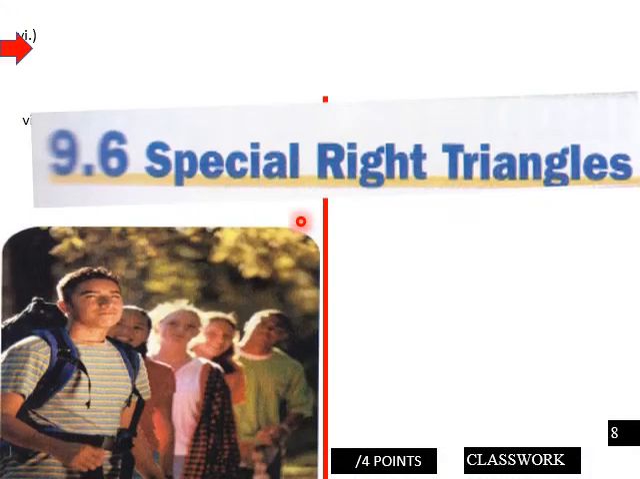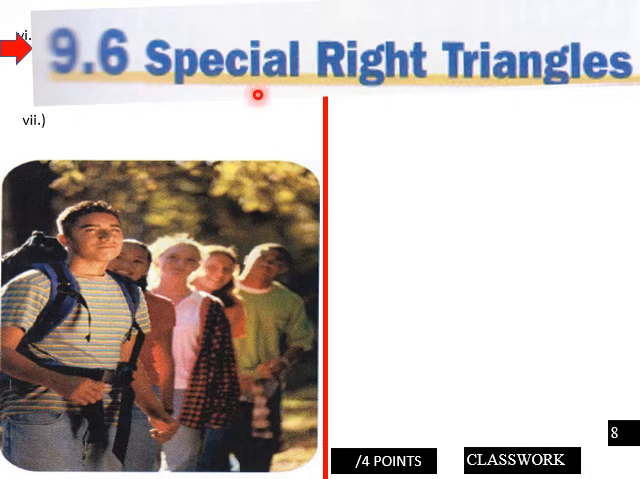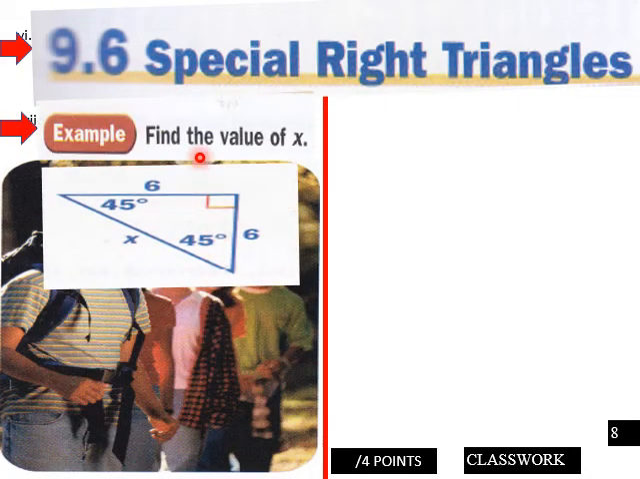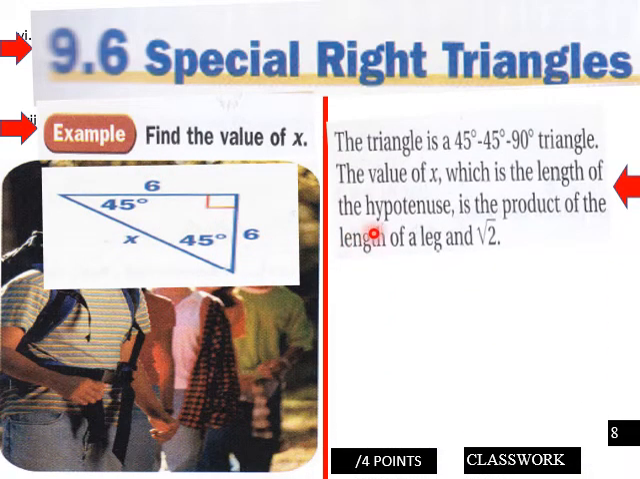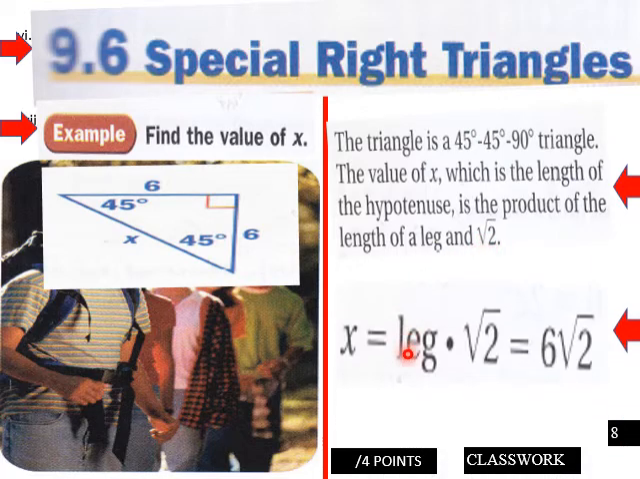Okay, going into our next one, 9.6, special right triangles. Find the value of x. We need to find this value here. So how will we go about doing that? The triangle is a 45, 45, 90. The value of x, which is the length of the hypotenuse, opposite your right angle here, is the product of the length of a leg and the square root of 2. So with that, we have x equals leg times square root of 2, which equals 6 times the square root of 2, giving us our hypotenuse.